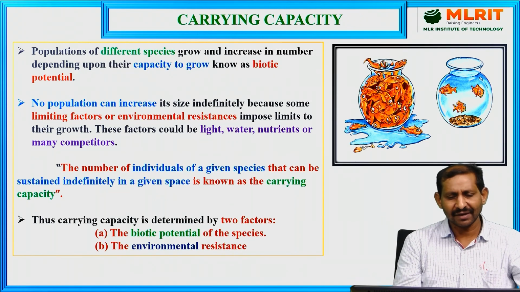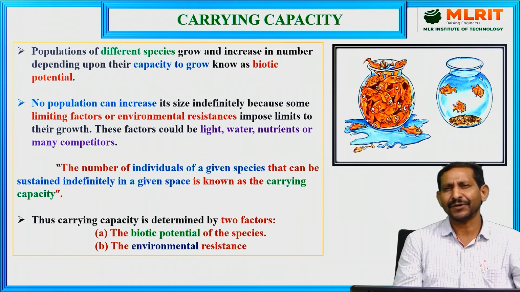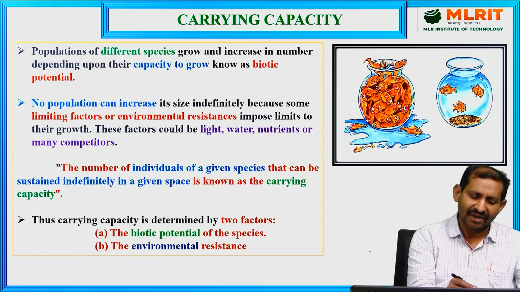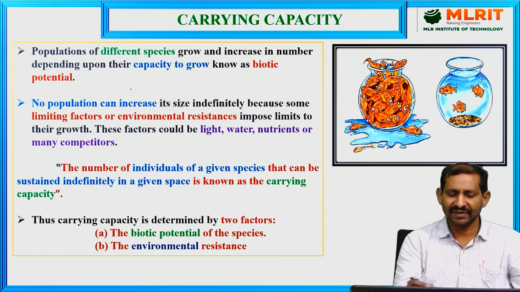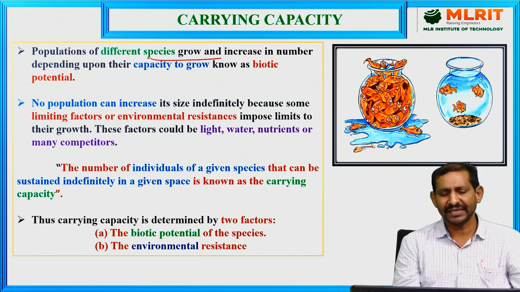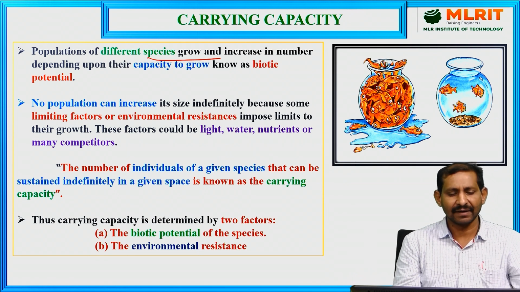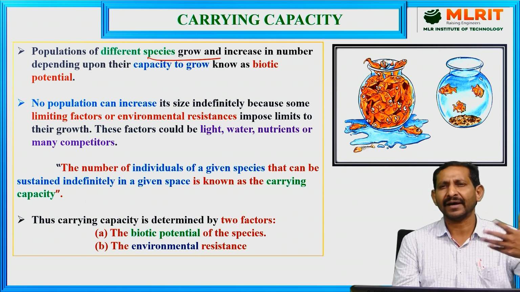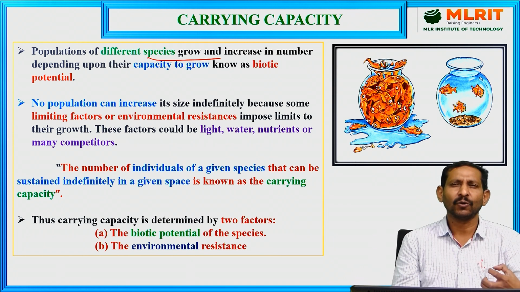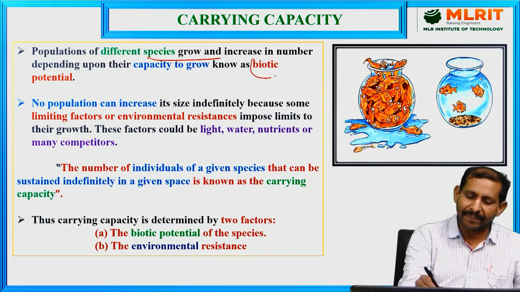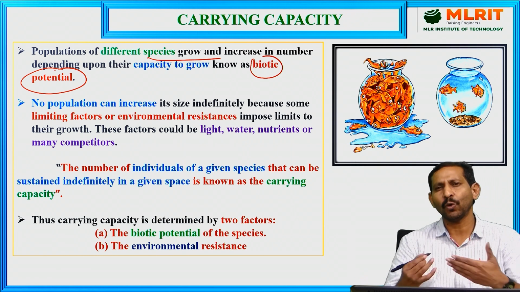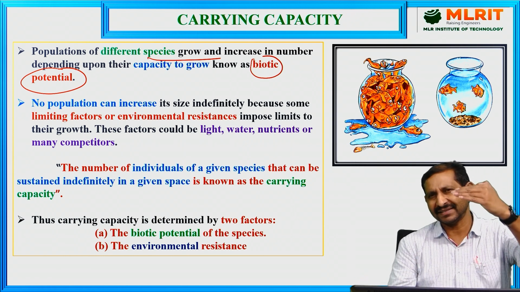Now coming to the next topic, a continuation: carrying capacity. What is carrying capacity? Generally, populations of different species grow in number depending on capacity. Some species grow rapidly, some grow very slowly, based on their biotic potential. If a species has a higher biotic potential, its population also increases rapidly.